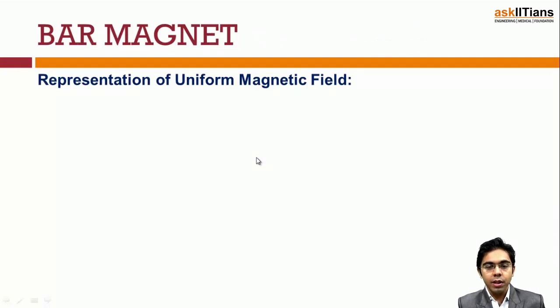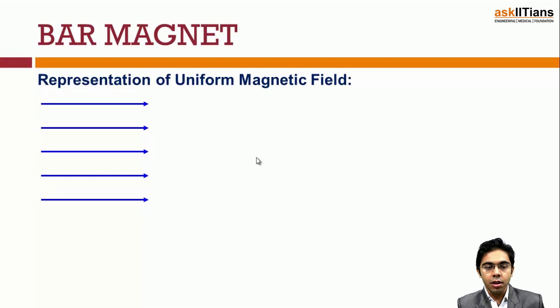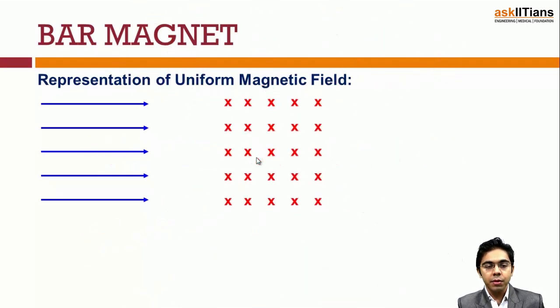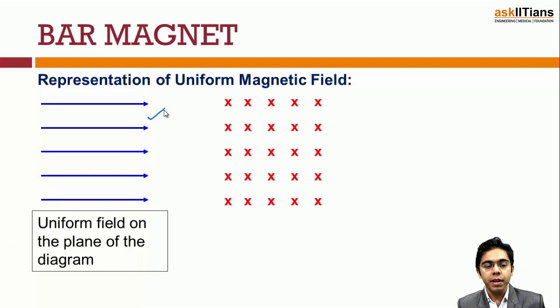Now, if we talk about the uniform magnetic field lines, the field lines are something like this. We have to check what these directions are. If we talk about the first one, these lines represent a uniform field in the plane of the diagram. That means the direction of these lines is in the plane of the screen.